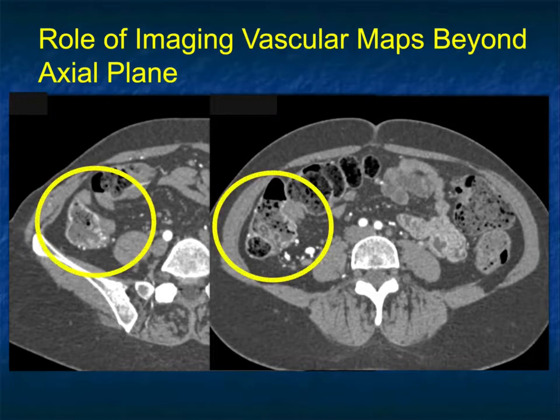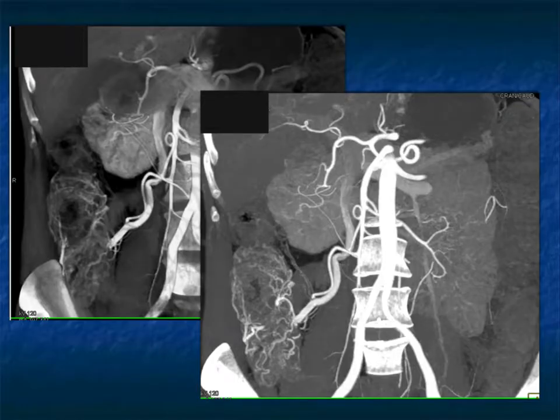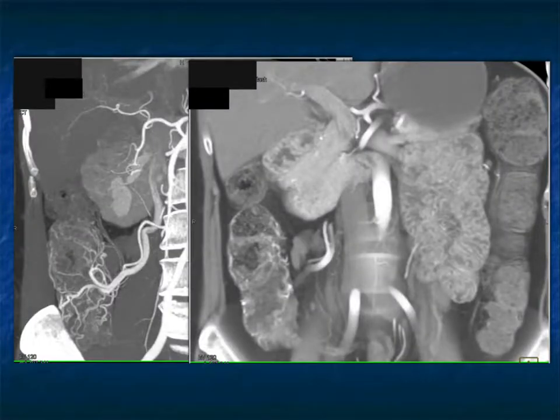Okay? Now, when you go to the MIP imaging, look how nicely you see the vessels being fed from the ileocolic vessels. Look at that appearance of these clusters of vessels in the arterial phase. That's angiodysplasia. Again, here it is with a little bit of the MIP and volume rendering. It's a very classic appearance.